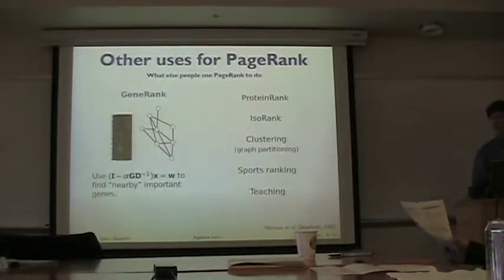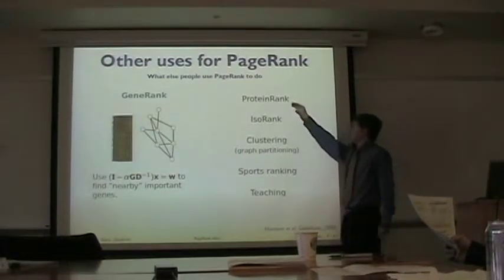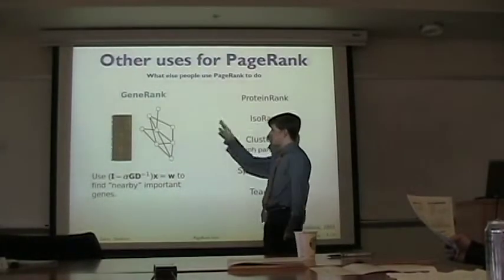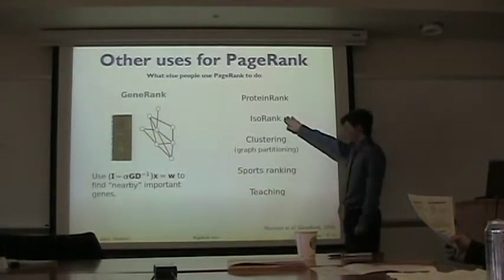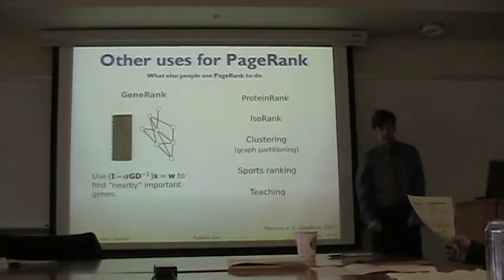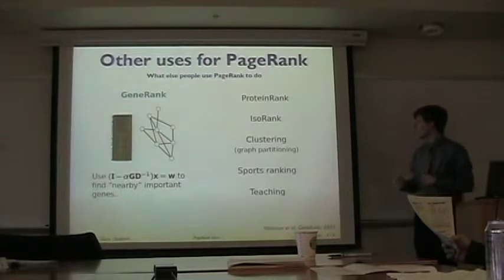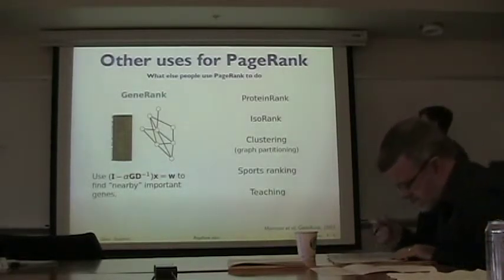They do all sorts of experiments to show that PageRank actually does pretty well in this problem too. There's a related algorithm called Protein Rank, which effectively does the exact same thing, except it does it on proteins instead of genes. There's an algorithm called IsoRank. IsoRank is an algorithm proposed to solve what's called a network alignment problem. And if you'll wait a little bit, I'll explain. Oh, I might have time to explain a little bit more about that one.